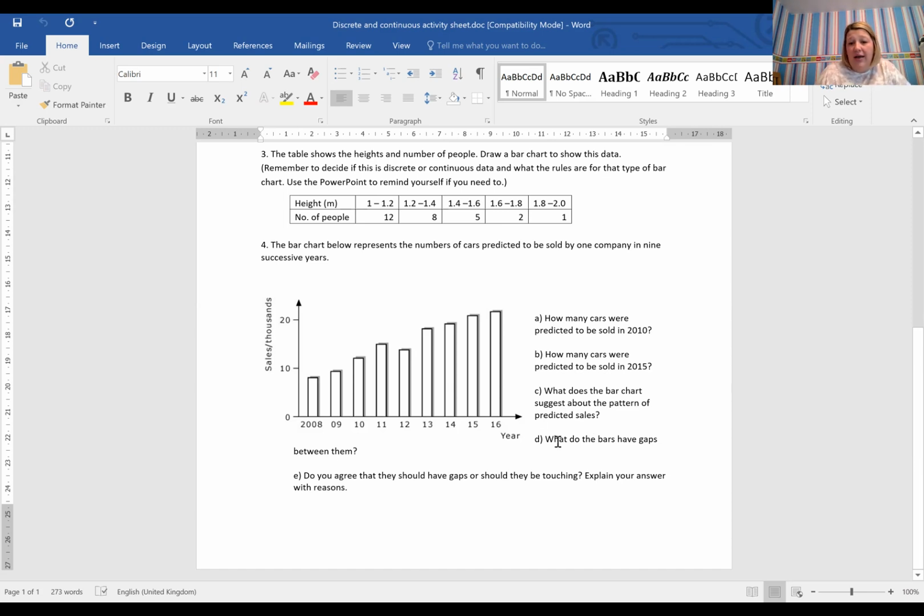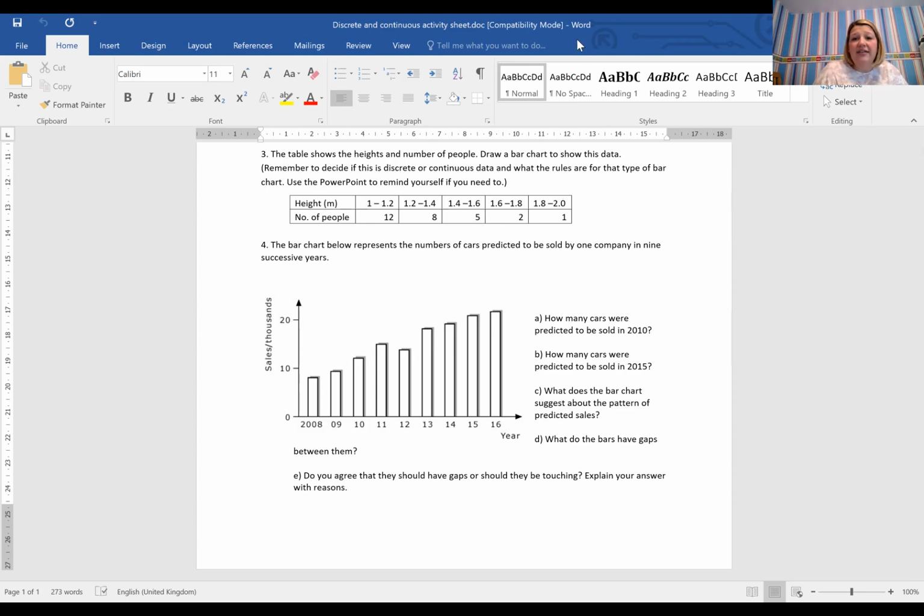So we've got, why do the bars have gaps between them? Okay, and then do you agree that they should have gaps between them, or should they be touching? Do you agree that this is the way this data should have been represented? And your answer might be yes, and it might be no.